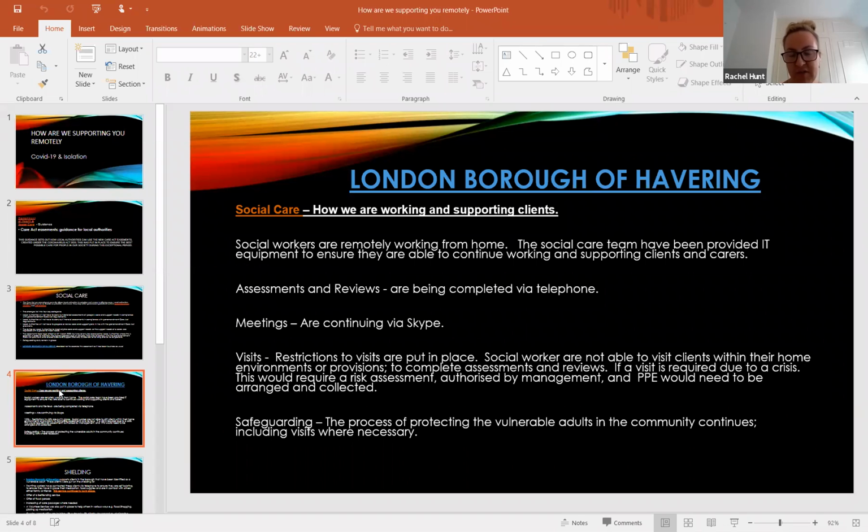Visits are restricted. Visits are in place, but social workers are not able to visit clients within their home environment or provision to complete assessments and reviews. If a visit is required due to crisis, this would require a risk assessment authorised by management, and PPE would need to be arranged and collected. Safeguarding, the process of protecting the vulnerable adult in the community, continues, including visits where necessary. So we were actually still working in our normal capacity.